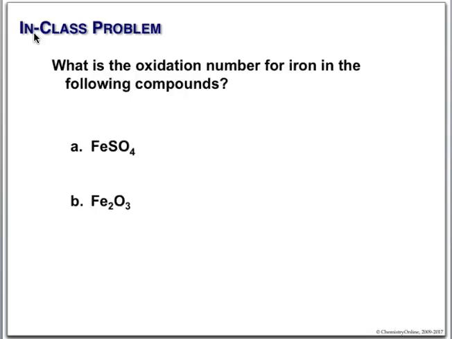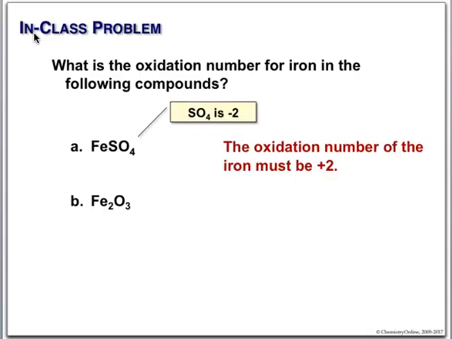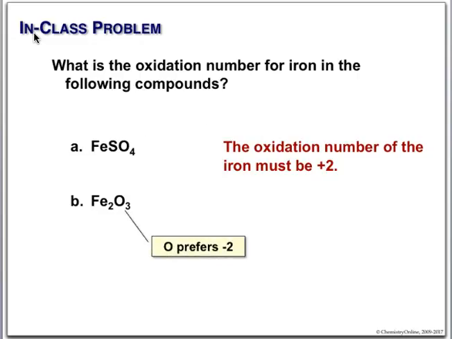In this case, sulfate, we know that sulfate is always -2. If sulfate is always -2, that means the iron must be +2. And here we have oxygen. This is going to be 6 negatives, right? To make this neutral, we must have 6 positives, so the iron must be a +3.